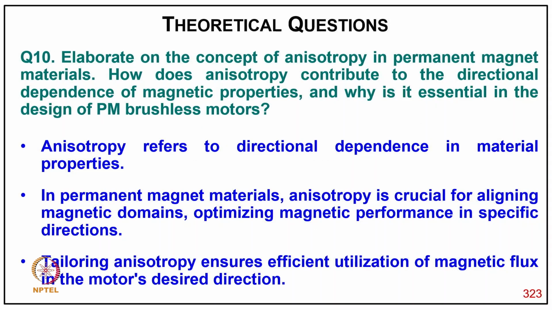Now question 10: elaborate on the concept of anisotropy in permanent magnet materials. How does anisotropy contribute to the directional dependence of magnetic properties, and why is it essential in the design of a brushless DC motor? Anisotropy refers to the directional dependence in magnetic material properties, and in permanent magnet materials, anisotropy is crucial for aligning magnet domains and optimizing magnetic performance in a specific direction. It ensures efficient utilization of magnetic flux in the motor's desired direction.